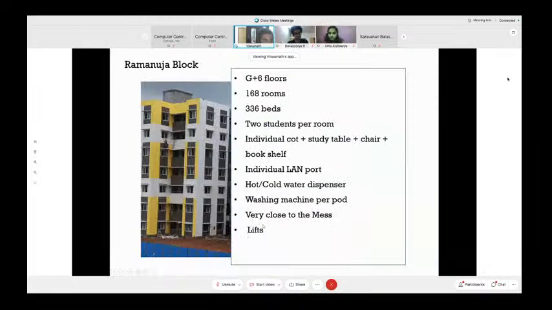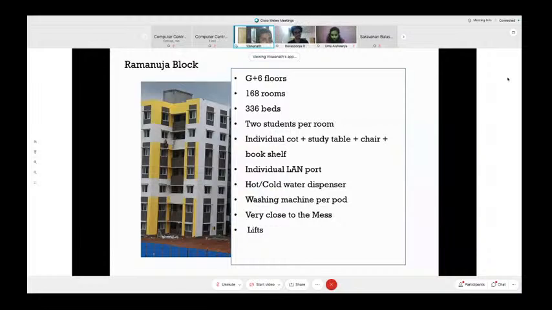Then I would go ahead and give more details about the Ramanuja block, where you will be spending your first year as soon as the government opens the restrictions and you can move into the campus. This is G+6, that means ground plus 6 floors. It has a total of 168 rooms. Since we are doing double occupancy, the rooms are big enough for it. We'll have 336 beds, that is, 2 students per room.